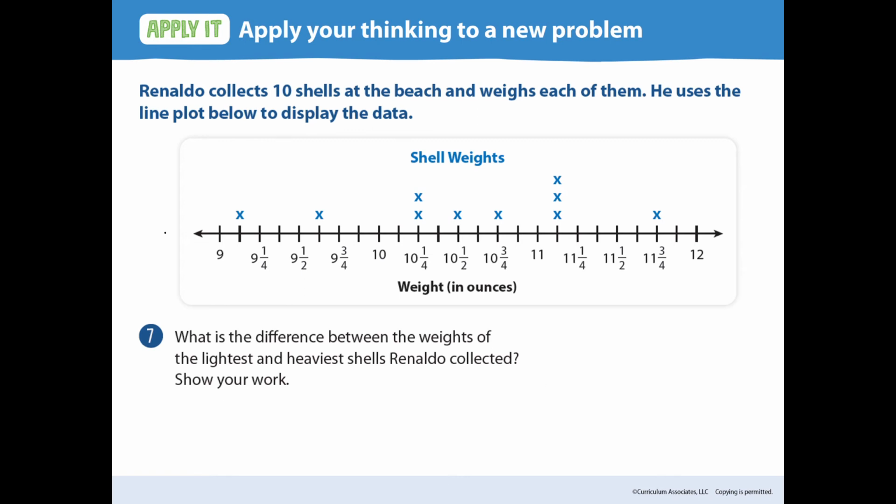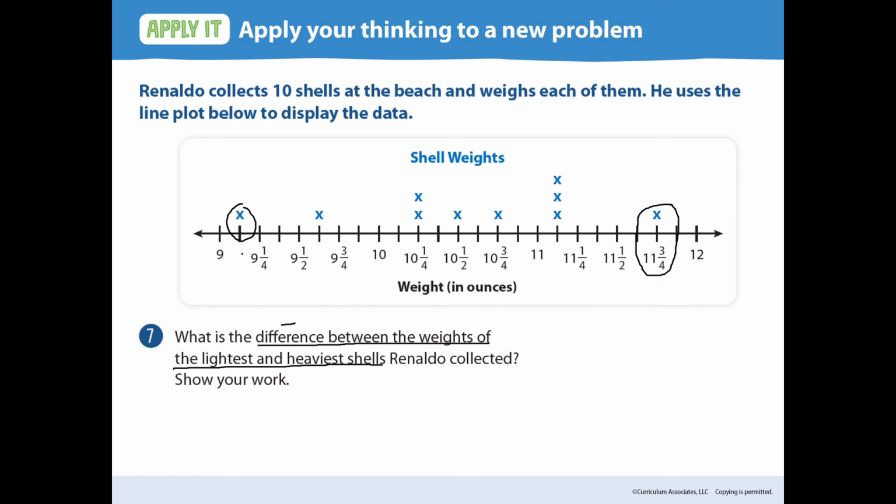So we need to find the difference between the weights of the lightest and the heaviest shells. So that's telling us to subtract. So the lightest shell is this one right here, and the heaviest is this one right here. Actually, I can draw that line a little better. Let me redo that. That one right there.